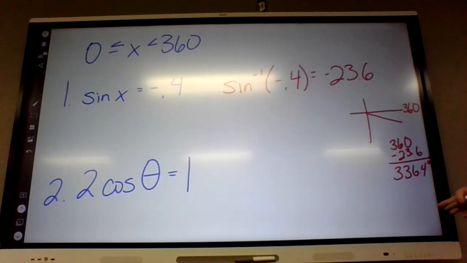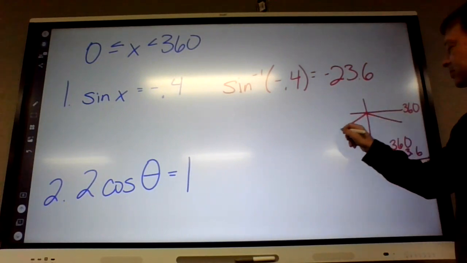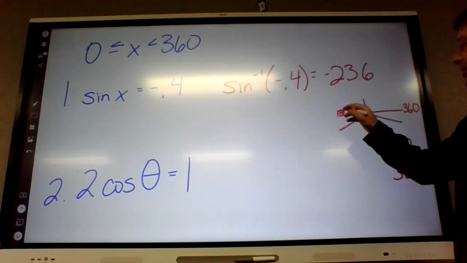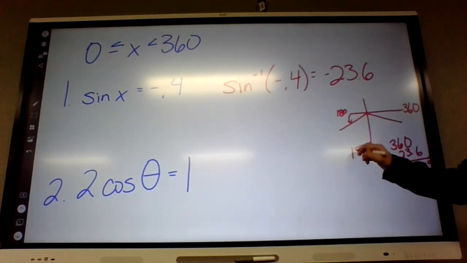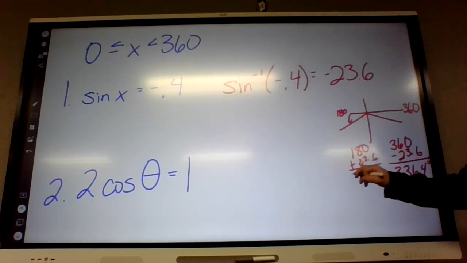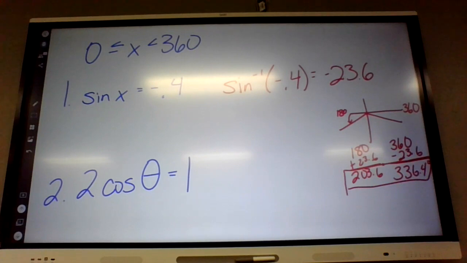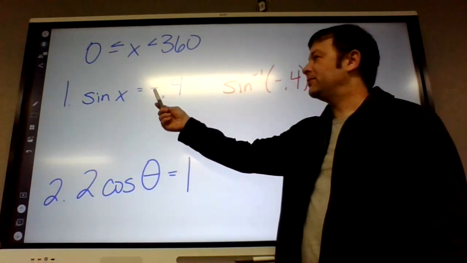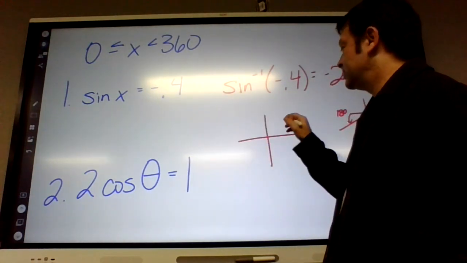And then where else is sine equal to something negative? Third quadrant. So for the third quadrant angle, we're going to do 180 plus 23.6. I think number 2 is easier, actually. So wait, how'd you know to use that one? The third quadrant? Sine is negative in the third and fourth quadrant. So you kind of have to have those memorized, I guess.